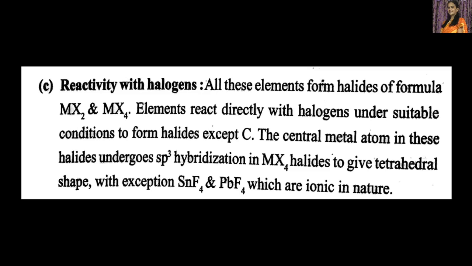The central metal atom in these halides undergoes sp3 hybridization in MX4 type halides to give tetrahedral shape, with the exception of SnF4 and PbF4, which are ionic in nature. As we move down the group, metallic nature increases and electronegativity decreases. Therefore, they combine with more electronegative elements to form ionic compounds. So SnF4 and PbF4 are ionic in nature due to the larger electronegativity difference between the metal and the halogen atoms.